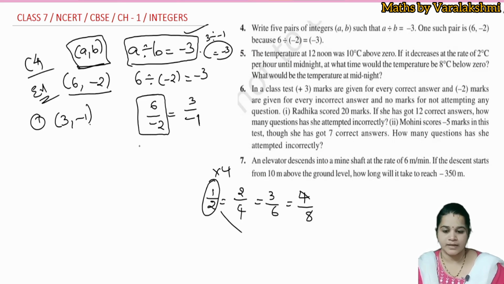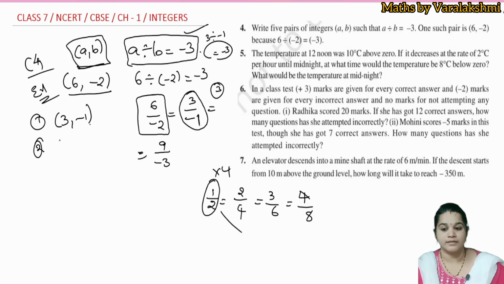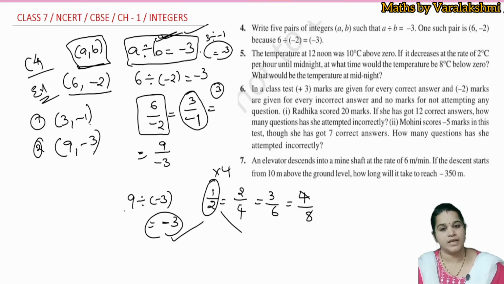Now again we'll write an equivalent fraction for this. Let us multiply this particular fraction by 3. Then we will get 3 3s are 9, and minus 1 into 3 is minus 3. This will be another pair, that is 9 comma minus 3. Let us check if this given condition is satisfied or not. 9 divided by minus 3, plus and minus division is minus, 9 by 3 is 3. Yes, the condition is satisfied. So this will be another pair.